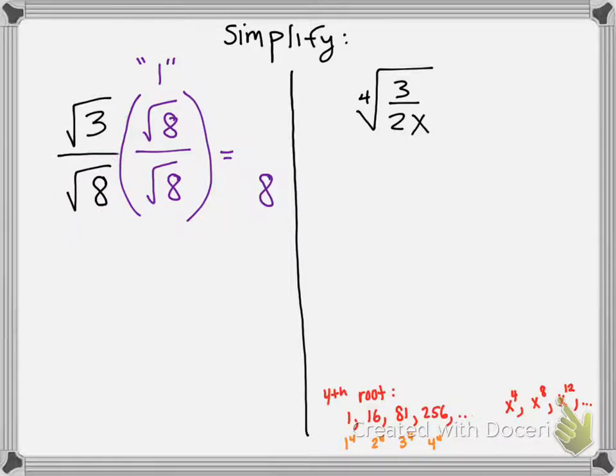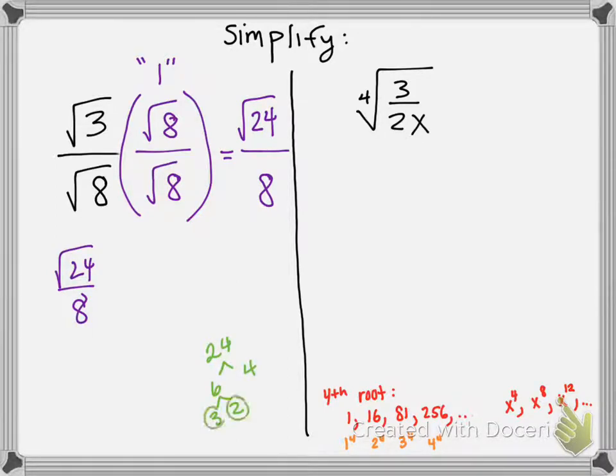So when I multiply straight across, root 3 times root 8, I can multiply both of those together because they're both roots, and I get the square root of 24. So this is not completely simplified yet because 24 does have pairs. If I make a factor tree of 24, that would be 6 times 4. 6 splits into 3 and 2. 4 splits into 2 and 2.